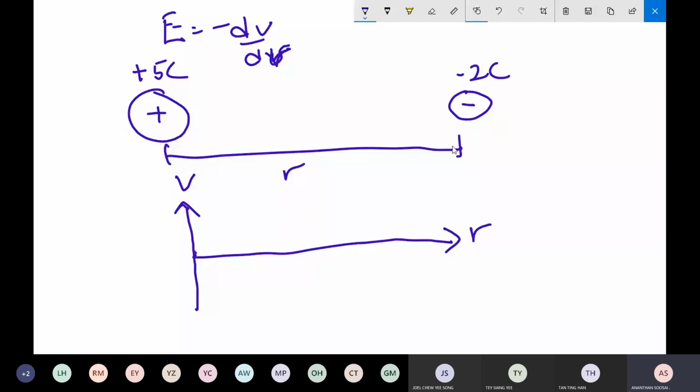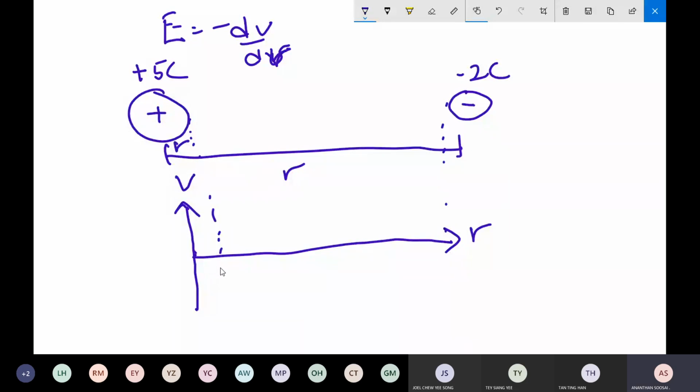For the potential versus r graph, start from here, taking this point as 0. This part here is the radius of the sphere.